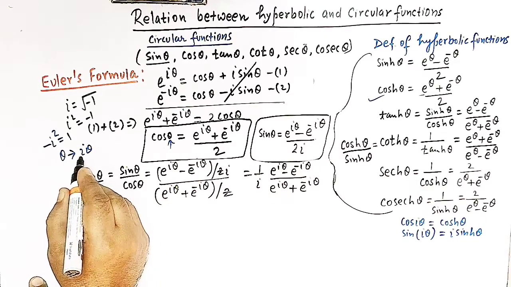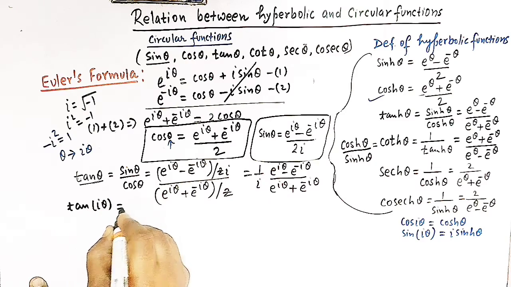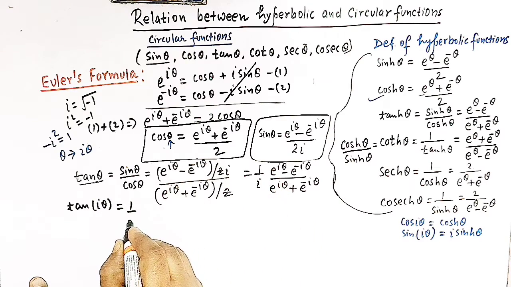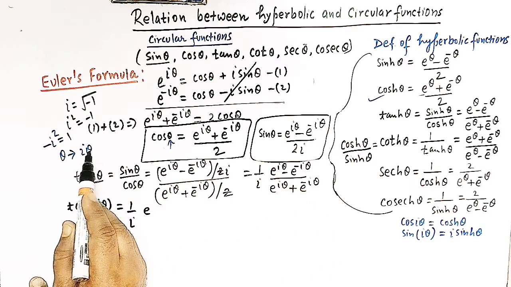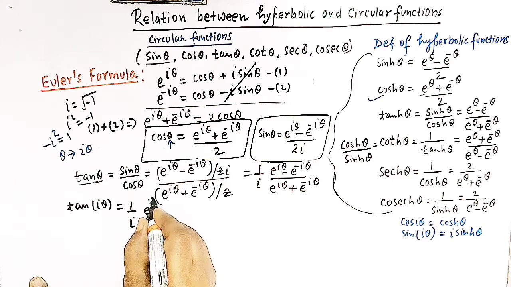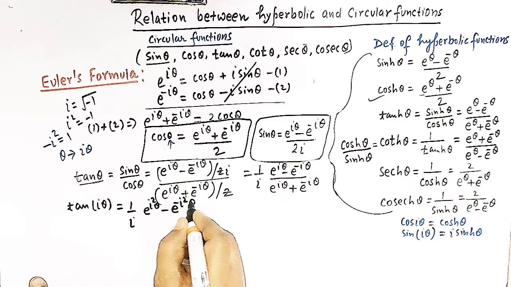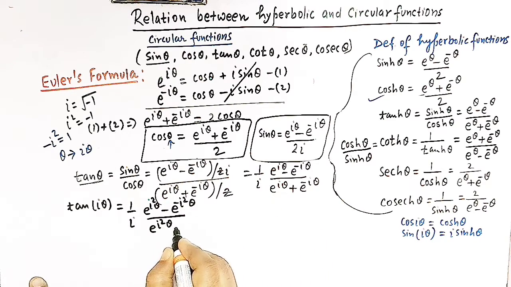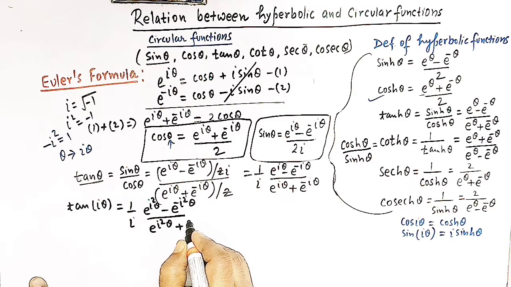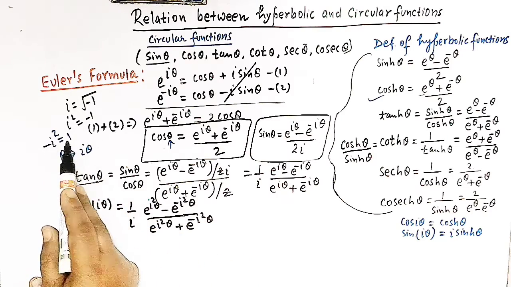So replacing theta by iθ, we have now the tangent of iθ, and here we have 1 over i, and e raised to, here theta is iθ now, so this is i²θ. Then we have e raised to minus i²θ divided by e raised to i²θ plus e raised to minus i²θ, right? And i² is minus 1 and minus i² is plus 1.